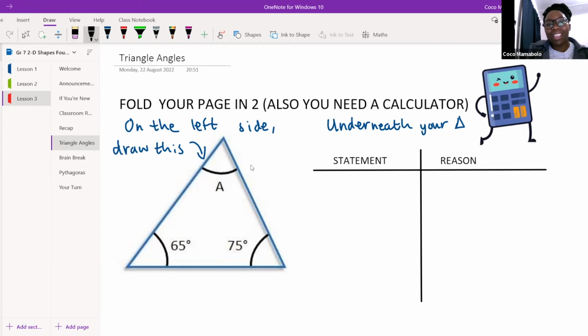All right. So I need everybody underneath this statement part, what they've written here on statement underneath that line. I need you guys to follow exactly what I'm writing. I need you guys to go A, because this is that angle over there. And you can even put a little symbol that means angle. So angle A plus 65 degrees plus 75 degrees is equal to 180 degrees. Okay, because all of the angles on the inside of the triangle are going to give us 180 degrees.